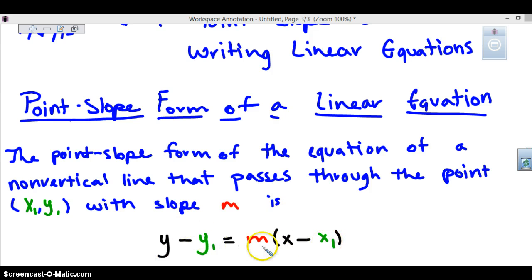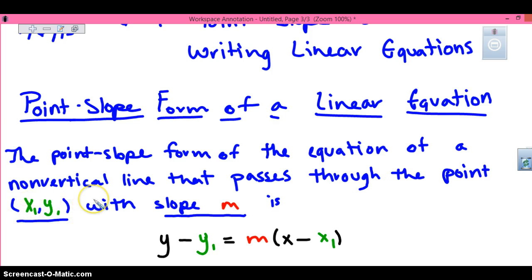So right here, this is the formula, where m is the slope, and that ordered pair is labeled x sub 1, y sub 1. This is the third type of equation of a line we're talking about. We had already talked about y equals mx plus b. What is this called? Slope-intercept form. And yesterday we talked about standard form, ax plus by equals c, where we use the x and y intercepts. And today we're talking about point-slope form. So we're using a point and we're using the slope.